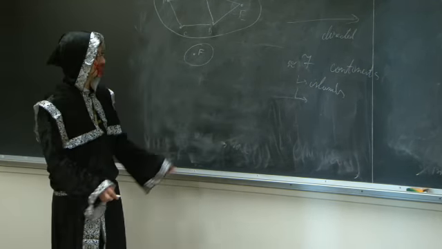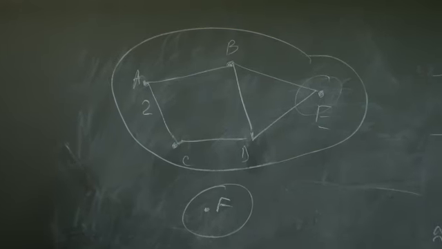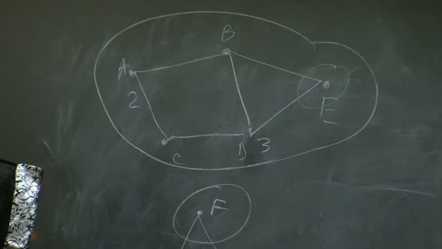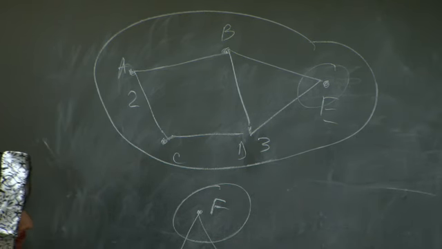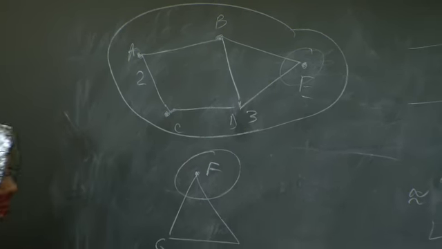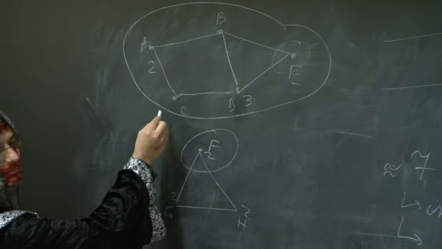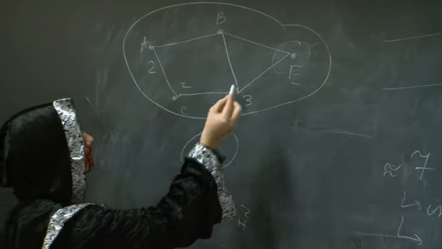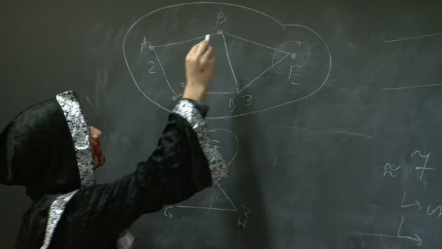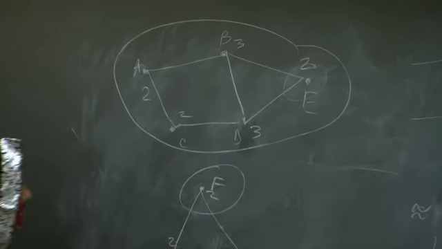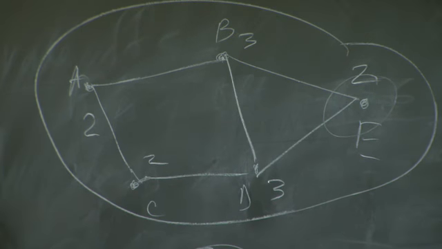What's the degree of A? 2. What's the degree of D? Very good. The degrees of F, G, H: 2, 2, 2. The degree of C: 2. The degree of B: thank you. And the degree of E. Okay, if you add up all these numbers together, what do you get?